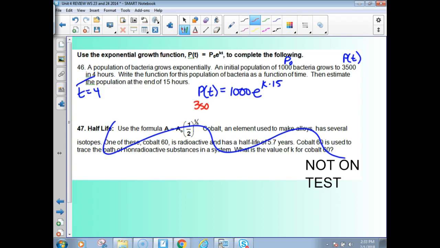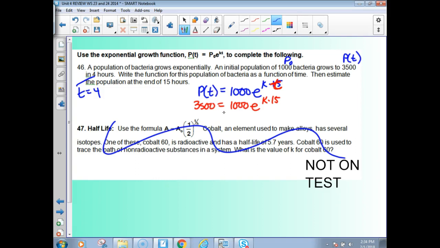We're going to put in 3,500 equals 1,000 times e to the k times, oh, I see, this should have been a t, excuse me, k times 15. I should have left a t in there too. I don't care if you didn't even write this one out in the very beginning. That's not a problem. You're going to be solving it.